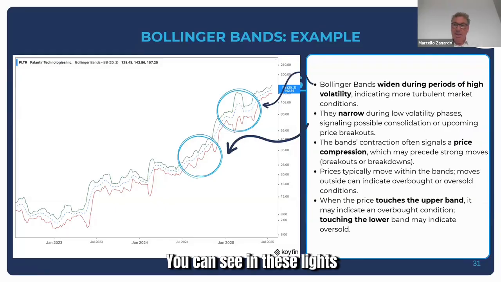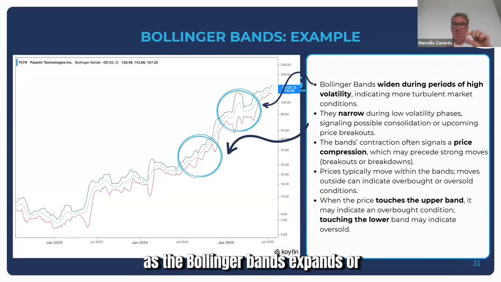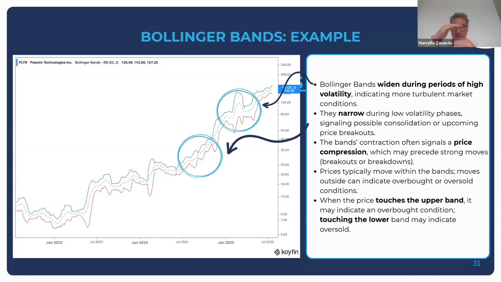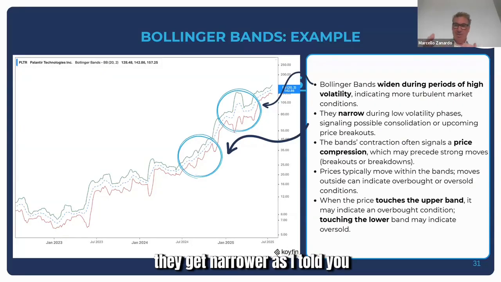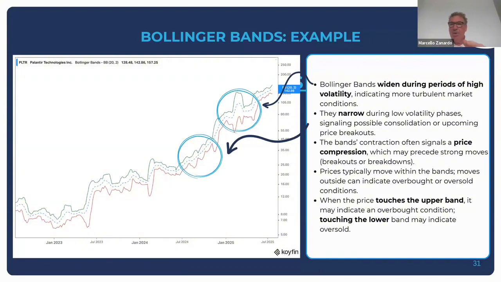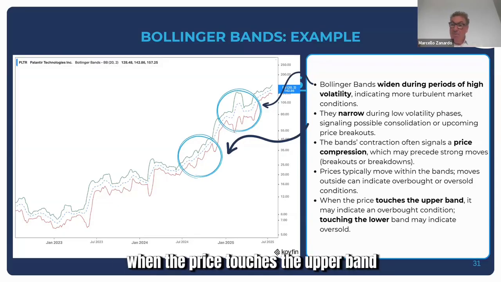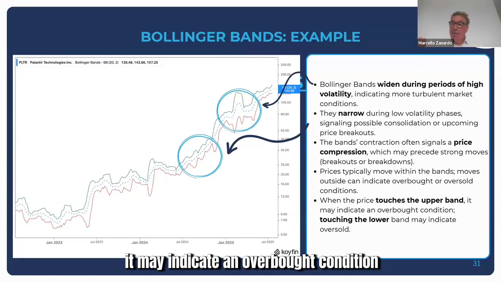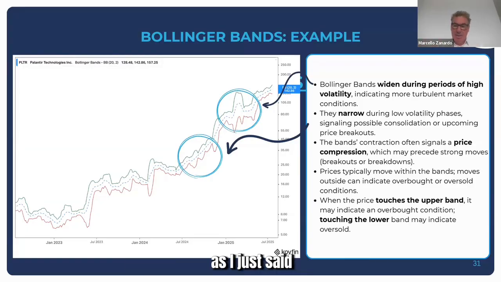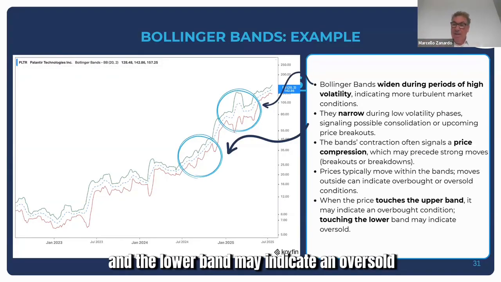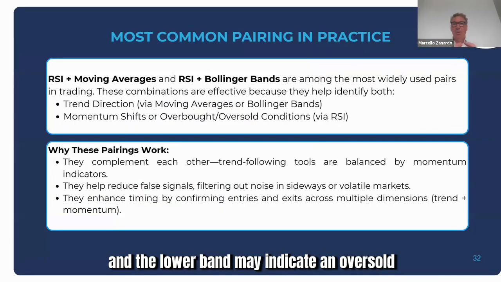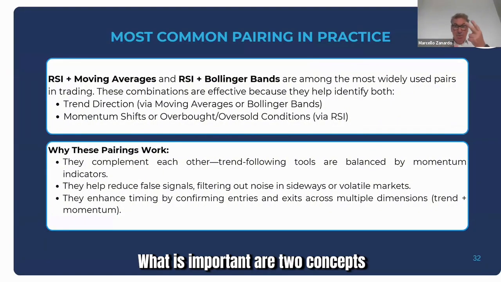You can see in these slides as the Bollinger Bands expand or get narrower, as I told you, depending on volatility. And you can see basically the compression. When the price touches the upper band, it may indicate an overbought condition, as I just said, and the lower band may indicate an oversold condition. What is important are two concepts.